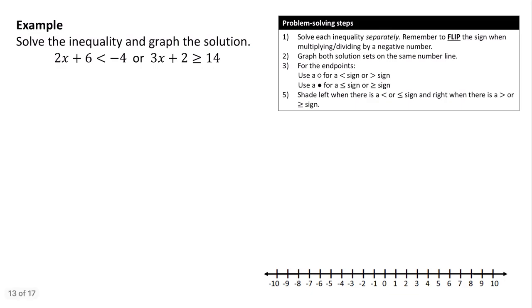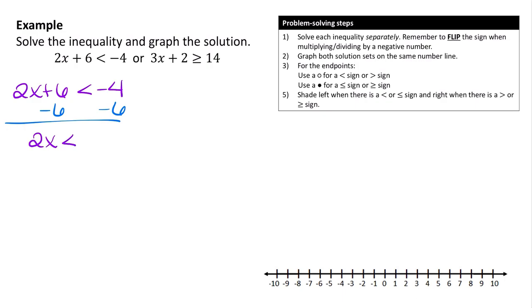So what I'm going to do is take this 2x plus 6 is less than negative 4, and then I'm going to solve for x. So I'm going to subtract 6 from both sides, and when I do that, I get 2x is less than negative 4 minus 6, which is negative 10. So now to solve for x, I need to go ahead and divide by 2.